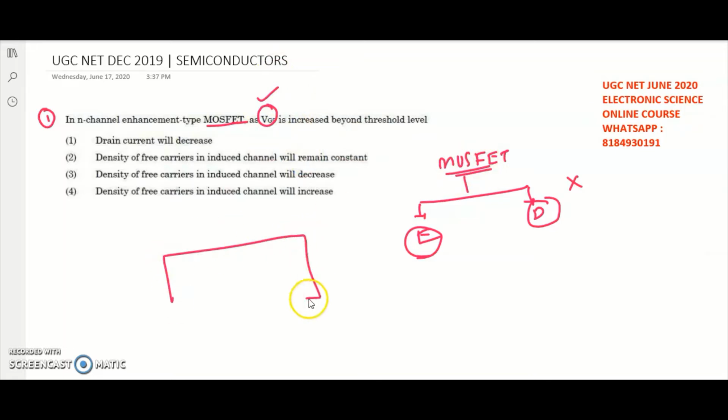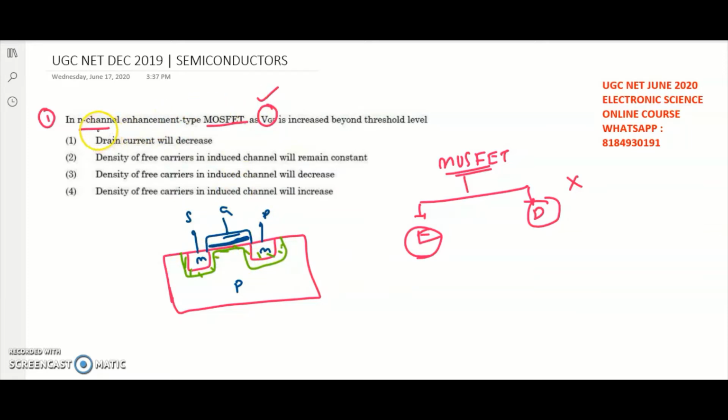And coming to the enhancement N-type MOSFET, the diagram can be drawn like this. Here he's asking about the N-type enhancement MOSFET. That means the source and drain are N-type and the substrate is P-type. Let's take it is a source, a drain and a gate, right? So it is polysilicon, silicon dioxide and a substrate, right? So whenever the P and N junction is there, then automatically the depletion layer will be formed. So this entire thing is a depletion layer.